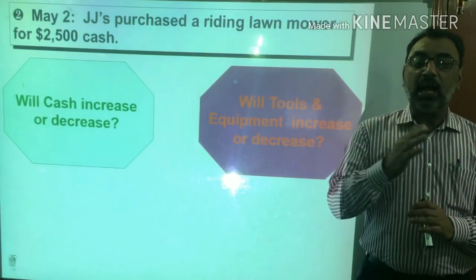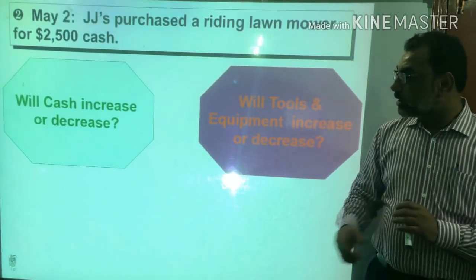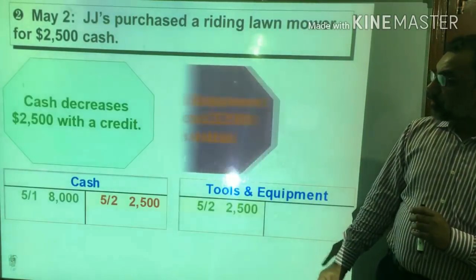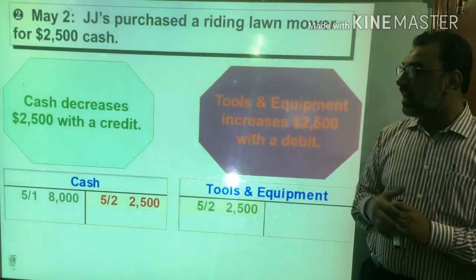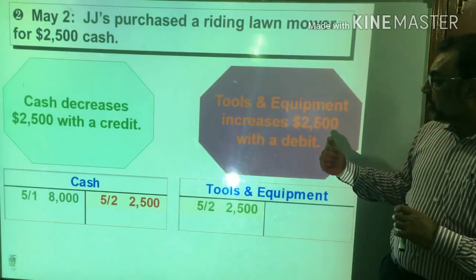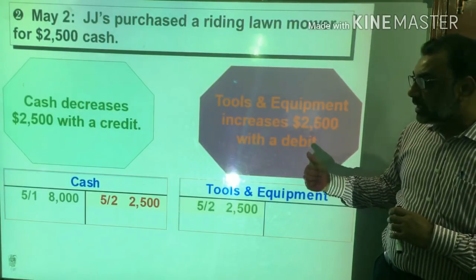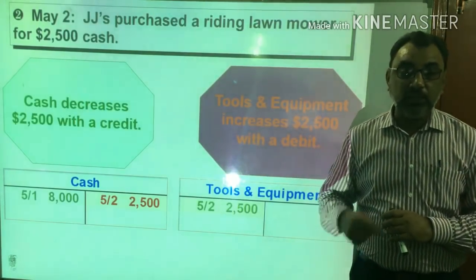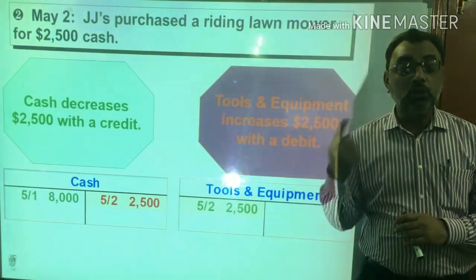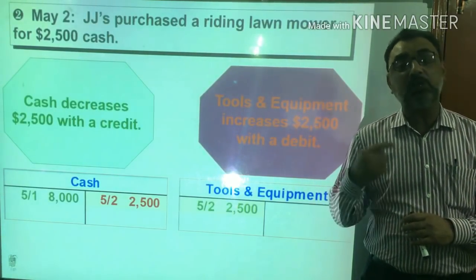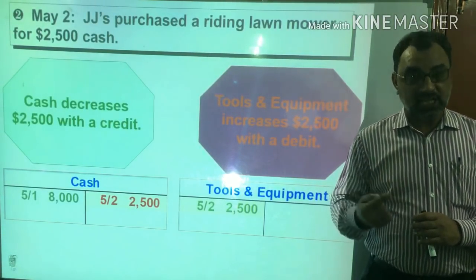So you can see that one asset is going to decrease by 2,500. On the other hand, another asset is going to increase. So cash decreases 2,500 with a credit and tools and equipment increases 2,500 with a debit. In the same T account, we need not repeat the cash account, or prepare an additional cash account, because we already have the cash account.